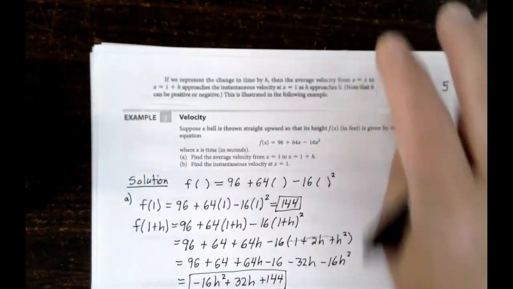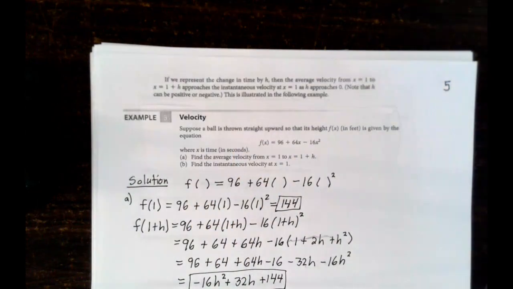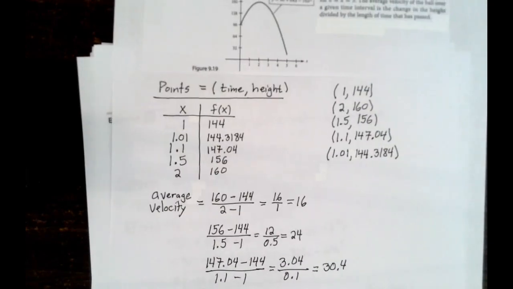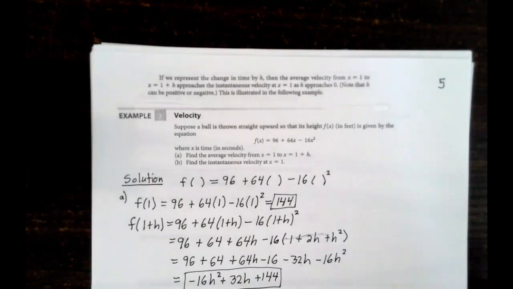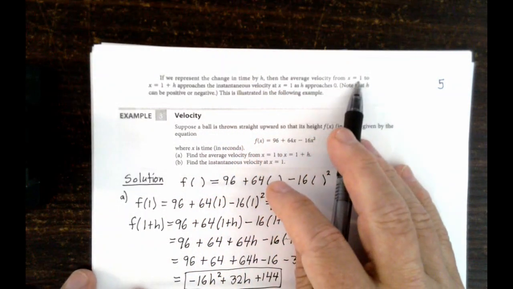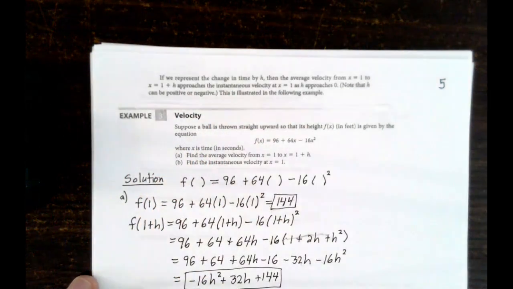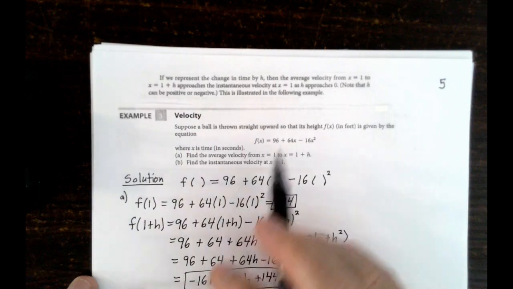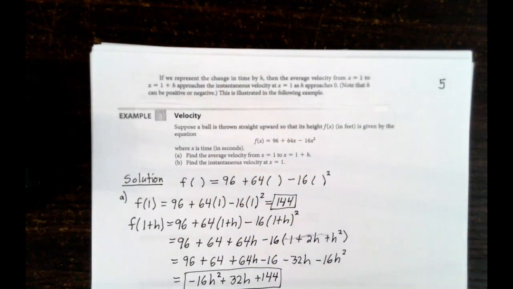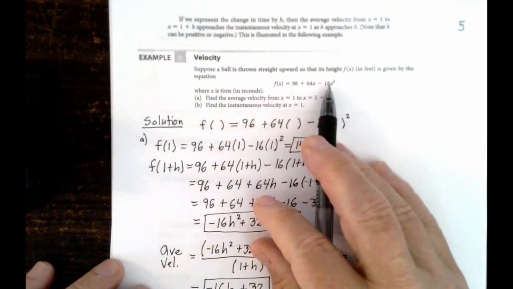All right. So if we represent the change in time, which we were talking about earlier, here we had initially a change in time of 1 second, a half a second, 1/10 of a second, and 1/100th of a second. If we represent the change in time by h, then the average velocity from x equals 1 to x equals 1 plus h approaches that instantaneous velocity at x equals 1 as h approaches 0. So we're going to use the idea of a limit here to help us define this instantaneous velocity.